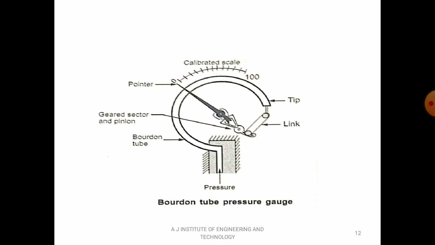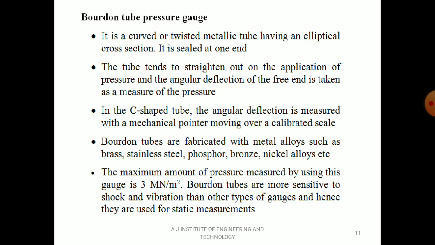Because of the deflection of the elliptical cross section, the link is going to move. Because the link is connected to the pointer, the pointer starts moving, so that you can measure the amount of pressure applied to the Bourdon pressure tube. That is the principle of the Bourdon tube pressure gauge. The tube tends to straighten out on the application of pressure, and the angular deflection of the free end is taken as a measure of pressure.